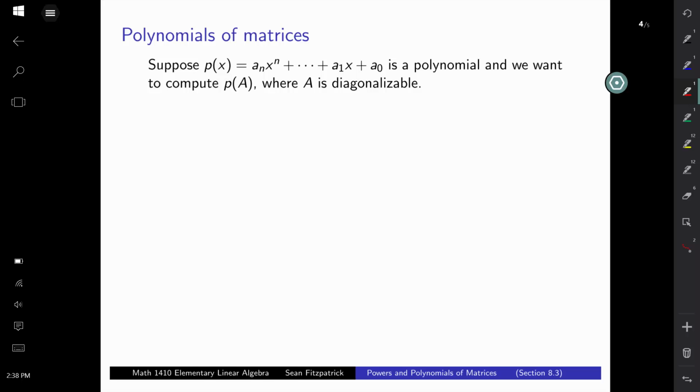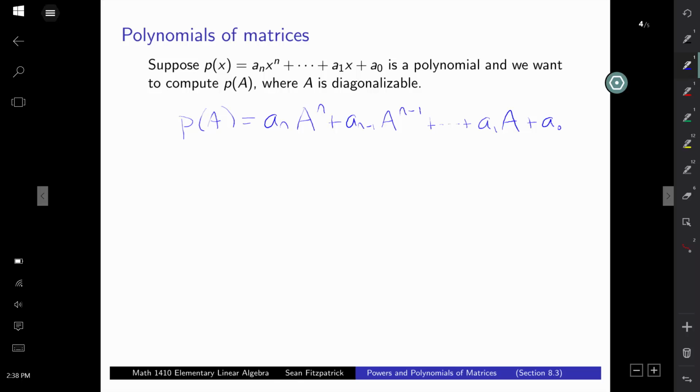Okay, so the way you define the polynomial of a matrix is you just plug A in for x. The only one you've got to kind of deal with is the constant term. So the way p of A is defined is it's a_n times A to the n, a_(n-1) times A to the n minus 1, and so on down to a_1 times A, and for the a_0 you need to have a matrix here. You can't just have a number, but that's okay. We multiply by the identity.